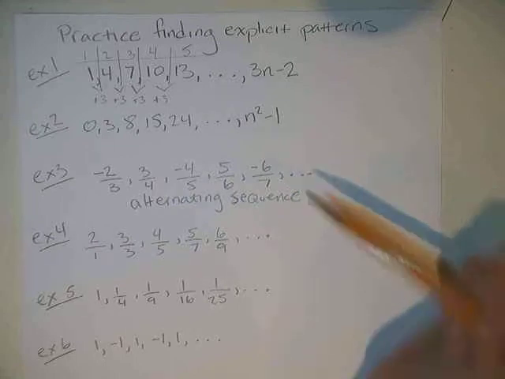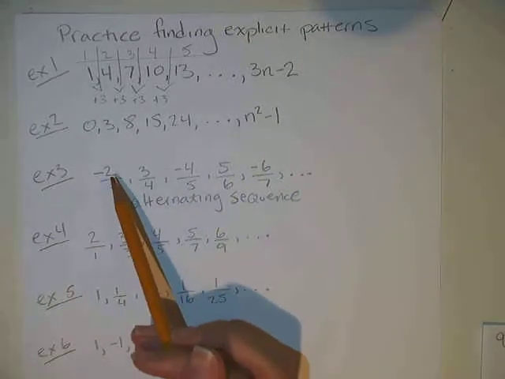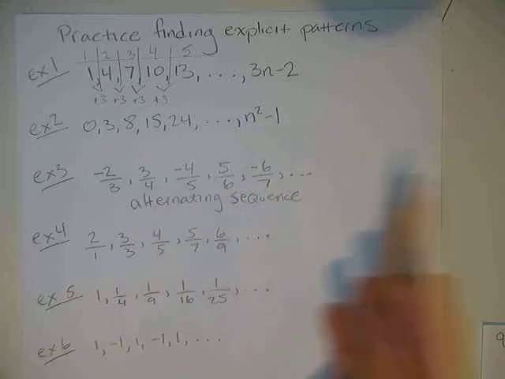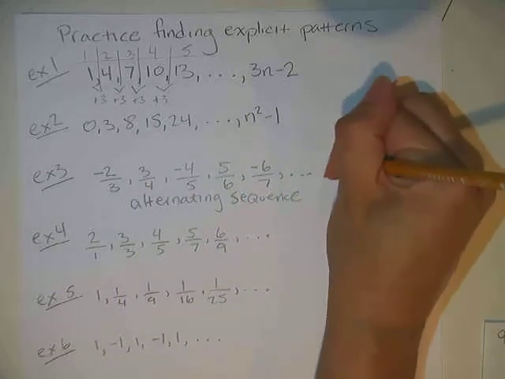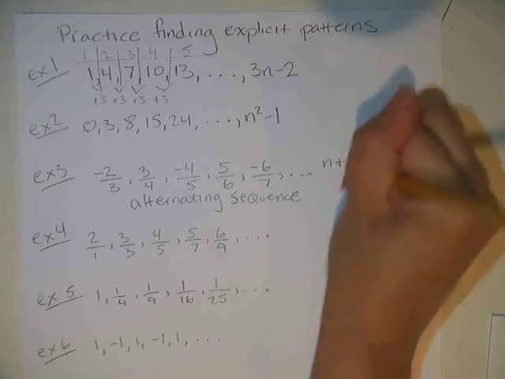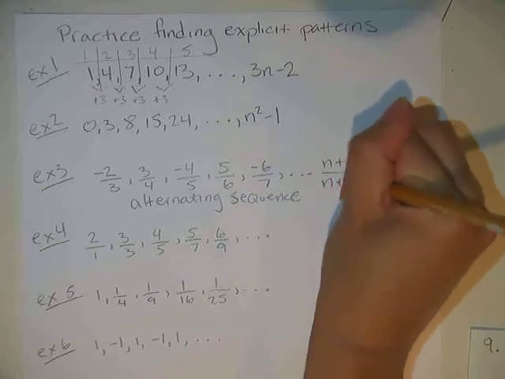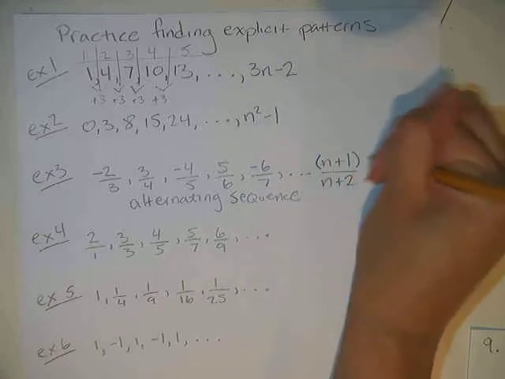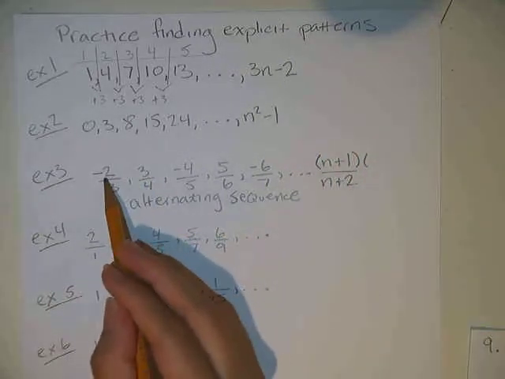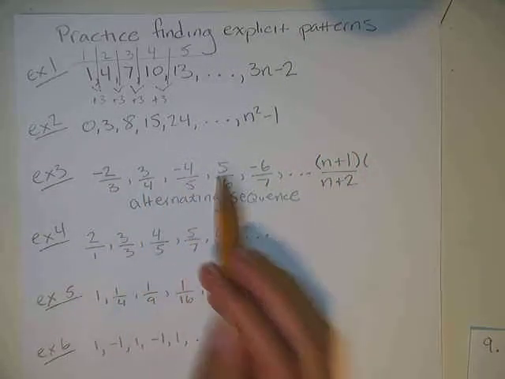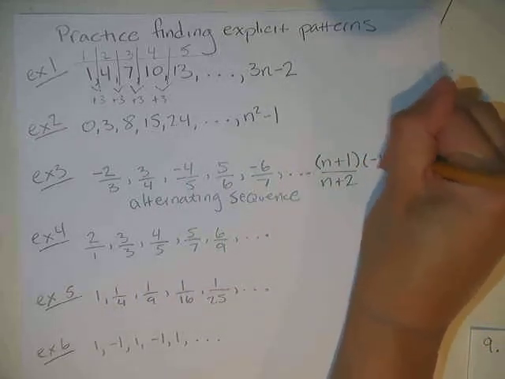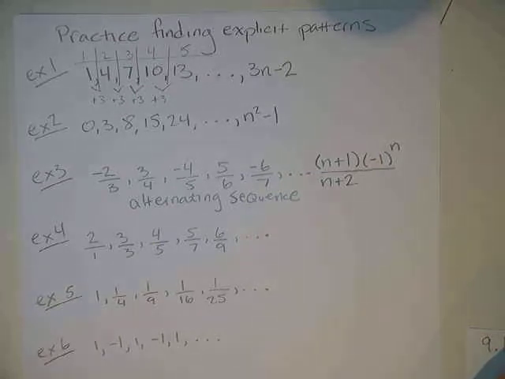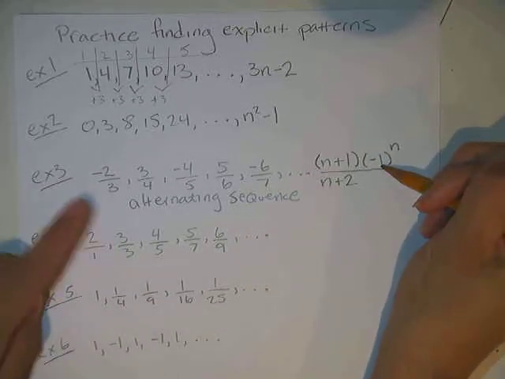When the numbers go back and forth, positive and negative, it is called an alternating sequence. Since it is fractions, don't think of it how to get from one fraction to the next. Instead, try and focus on moving from the top and the bottom. So the sequence on the top is n plus 1. On the bottom is n plus 2.